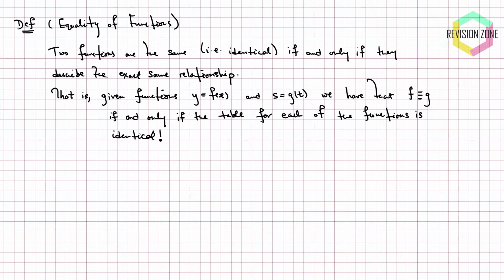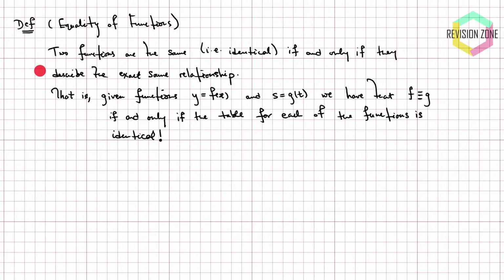Okay? We now turn our attention to a really important idea, which is the equality of two or more functions, okay? This is the sort of thing that should be present in most, if not all, A-level textbooks, but I'm usually disappointed that when I look through them, this sort of thing is not there. So let's see what this definition actually says. It says two functions are the same, in other words, identical, if and only if they describe the exact same relationship, okay? So this is the criterion for when, if I give you two different functions, you can say they're actually the same function, or come back and say, no, they are very different functions, okay?